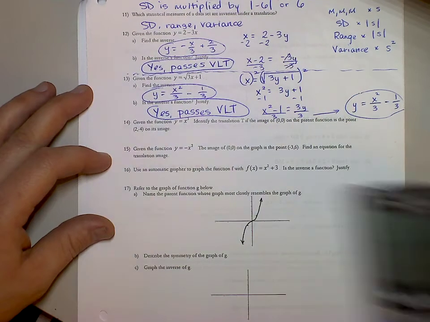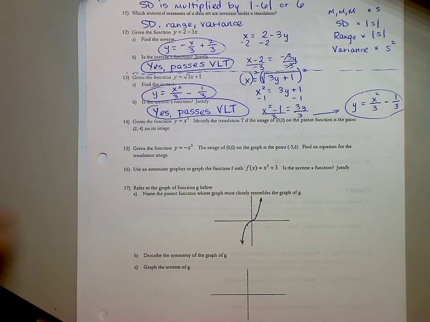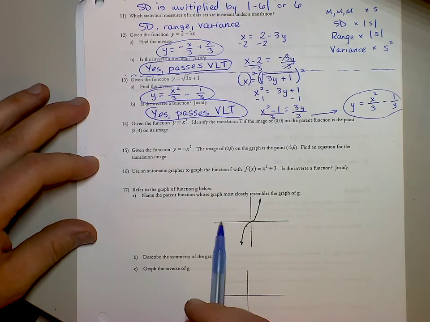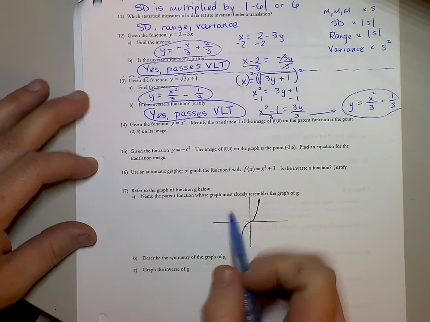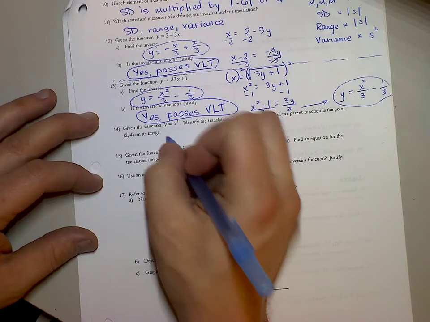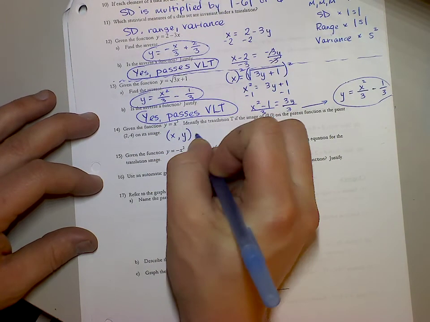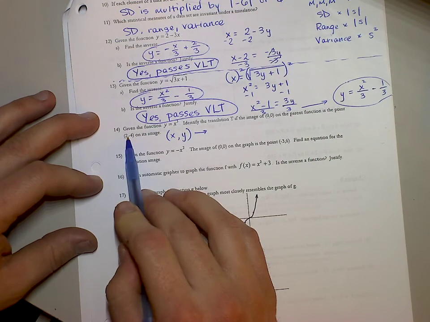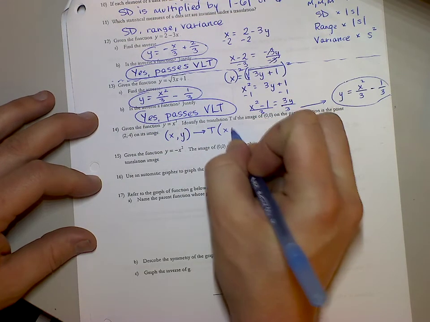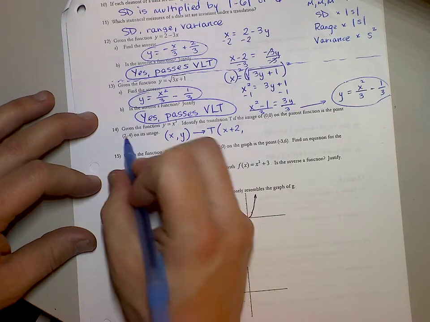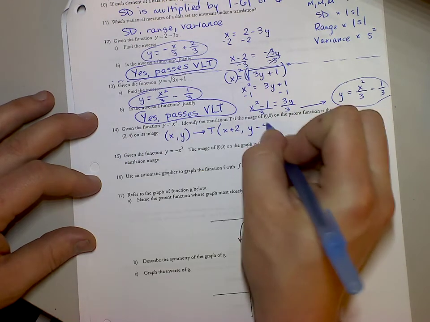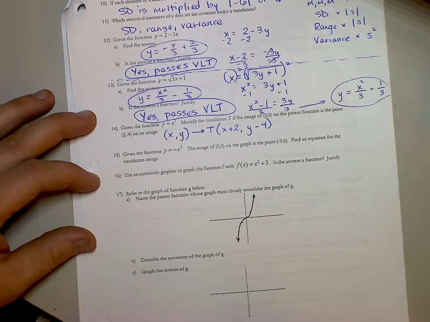All right. Number 14, given the function y equals x cubed, find the translation image of 0, 0 on the parent function to the point 2, negative 4. Find its image. I'm going to write a rule and the new function because I'm not really sure what this one's asking me for. The rule would be x, y becomes, since I did a translation, x plus 2, 0 became 2, so I must have added 2, and y became negative 4, so y minus 4. That's my rule for number 14.